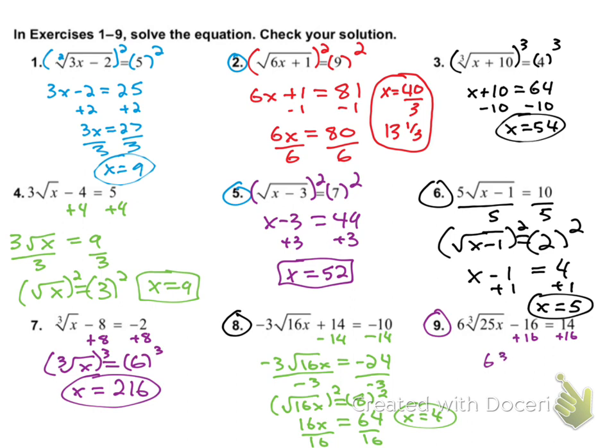We got 6 cube root of 25x equals 30. Divide by 6. Cube root of 25x equals 5. Cube each side. And you get 25x equals 125. Divide by 25. And x equals what, Gabriel? Yeah. 5. Good. X equals 5.